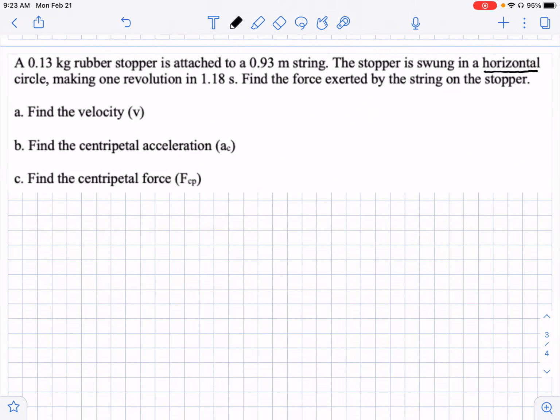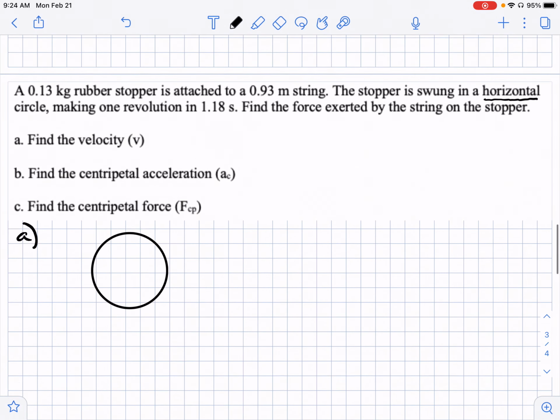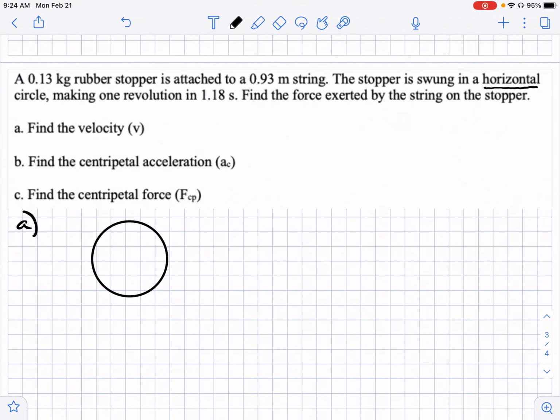In addition to that, we're going to find the velocity and the centripetal acceleration as well. So let's start with A, finding the velocity. Now let's go ahead and draw this out. So we have a circle, and kind of write down what we know.